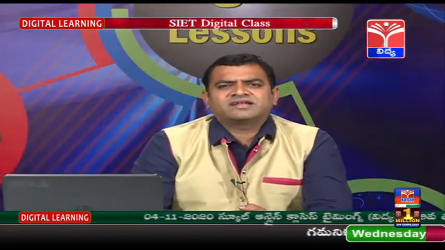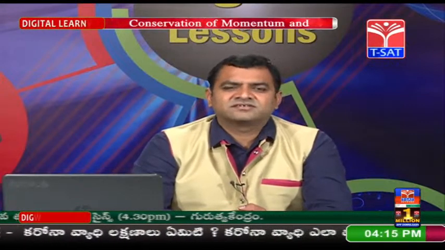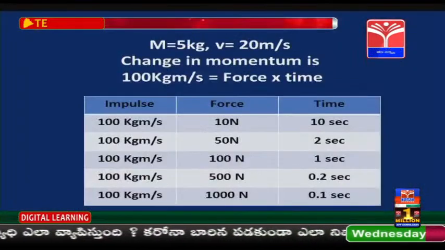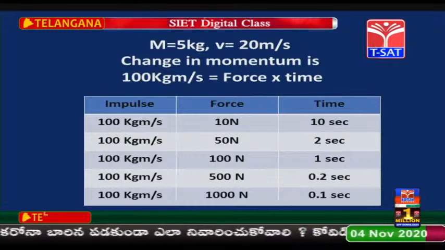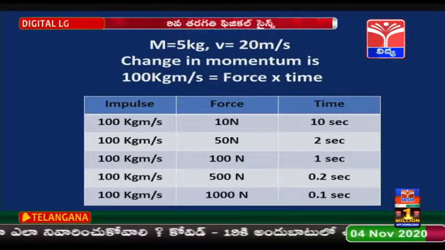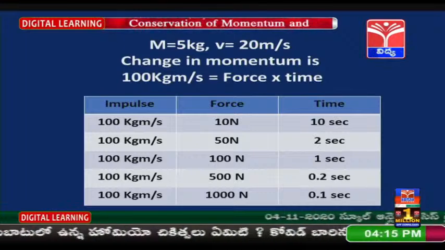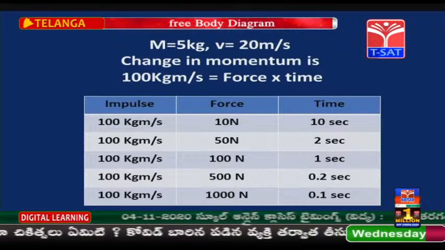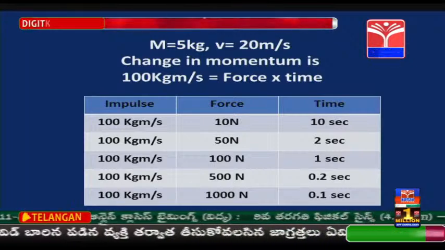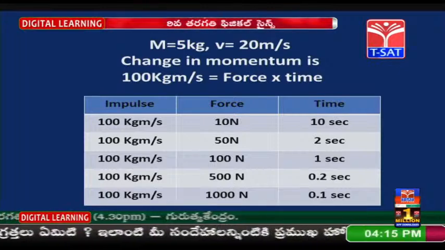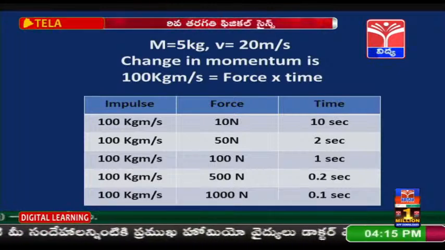Children, let us say the mass is 5 kg and the velocity was 20 meters per second. Let us see in different cases how the time and force will be. So, here the mass of the object is 5 kg and velocity is 20 meters per second. The change in momentum will be equal to mv, which is 100 kg meter per second. This should be equal to force into time. Let us say we apply different forces and let us see what the time will be.